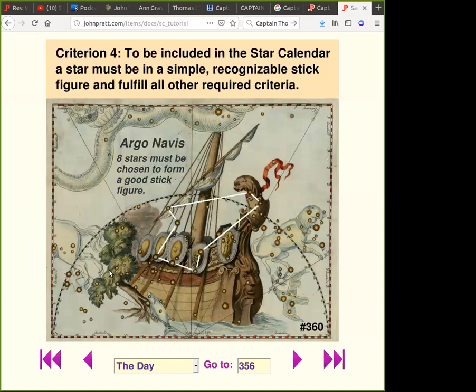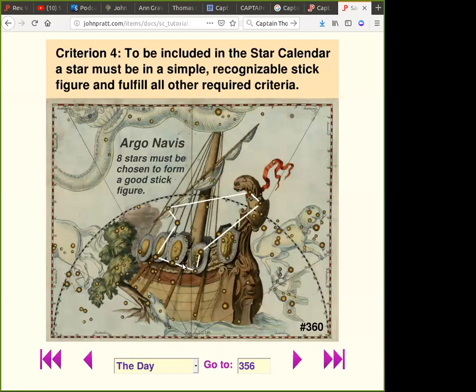And most of these are the ones that are in Ptolemy's map. So all those stars are in the 1,000. This is not just all stars in the sky. This picture is made from Ptolemy's map. So there is a stick figure. It's not a perfect boat, but it's a simple stick figure of the brightest stars.